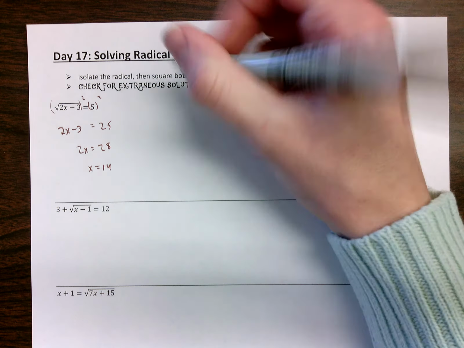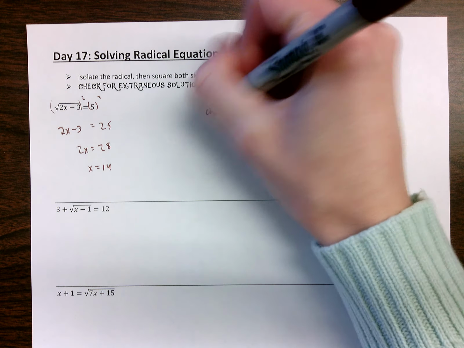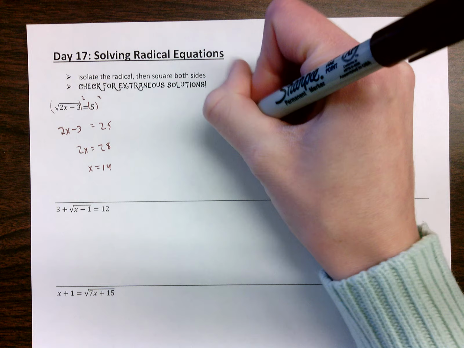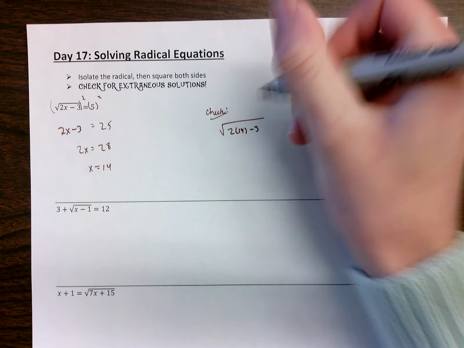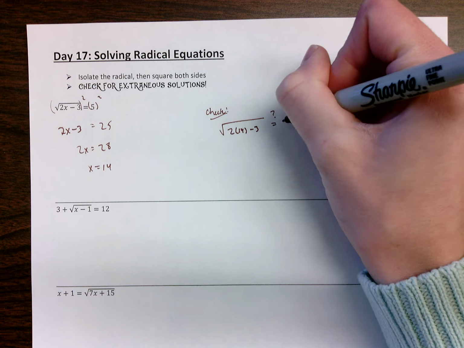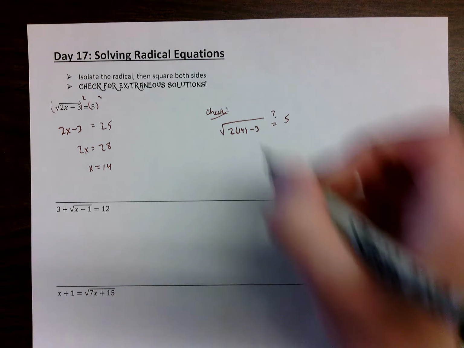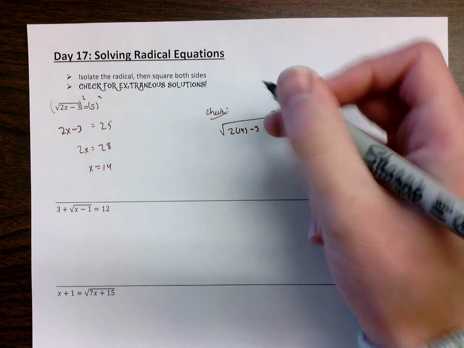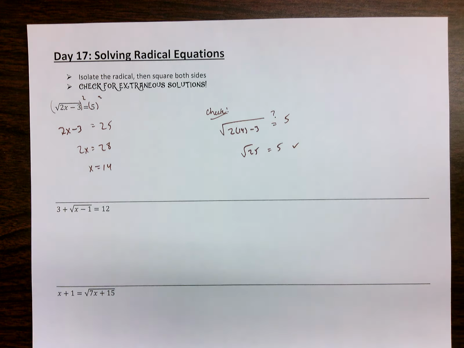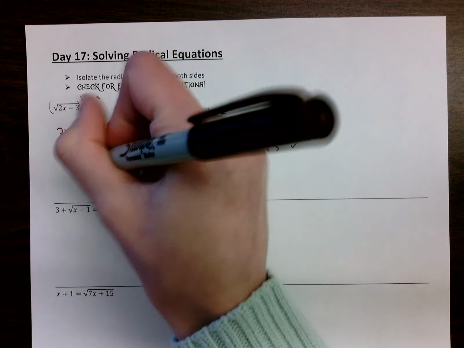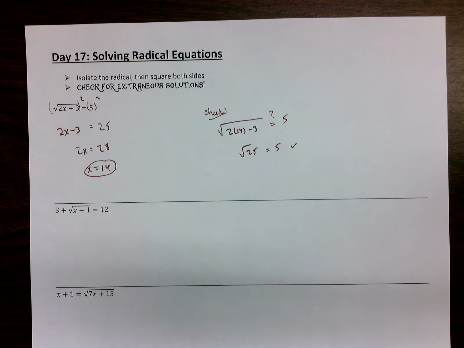Now we have to go back and check our solution. It's the square root of 2 times 14 minus 3, and we want to know, does that equal 5? Well, 2 times 14 is 28, and 28 minus 3 is 25. Is the square root of 25 equal to 5? Yes, so we're good. 14 is indeed the solution to this equation. Cool, all right, next one.